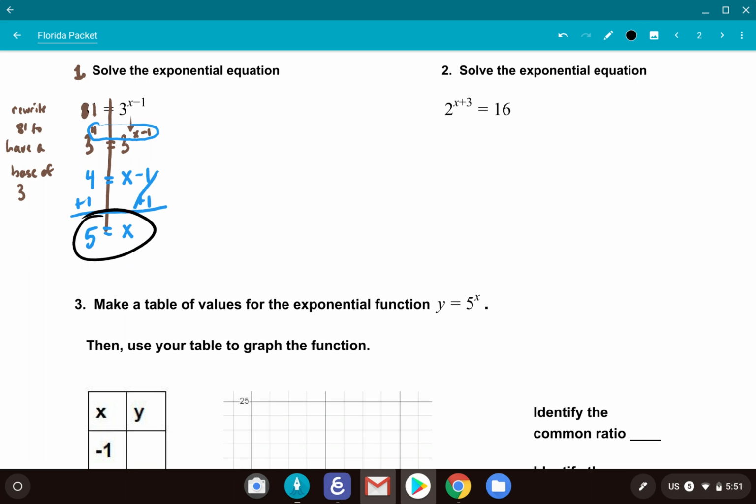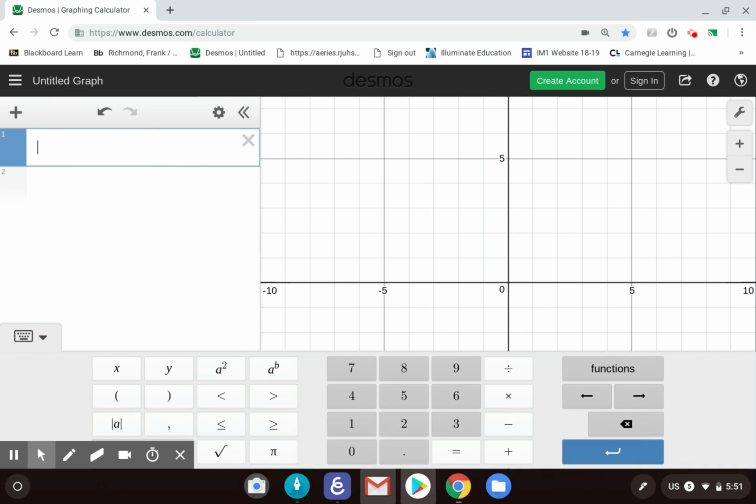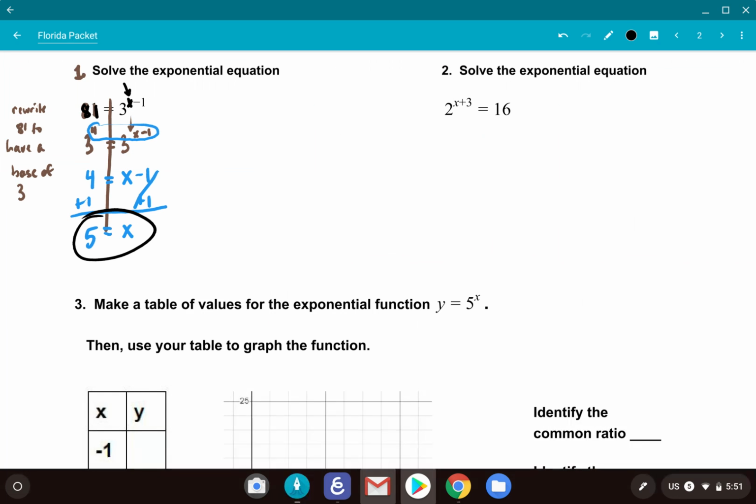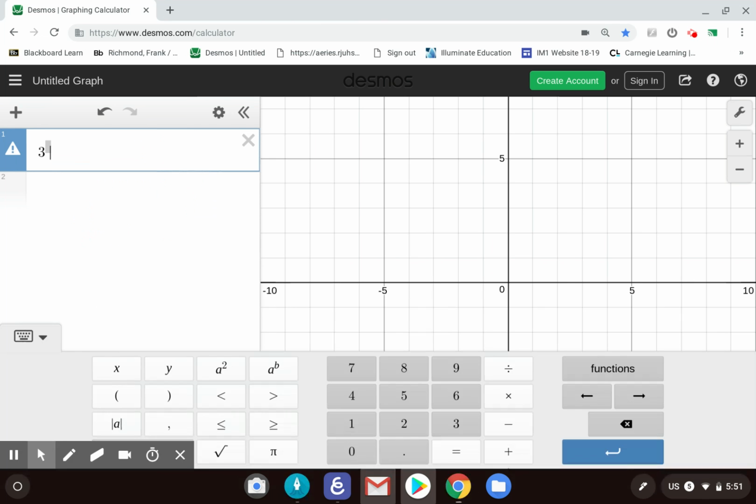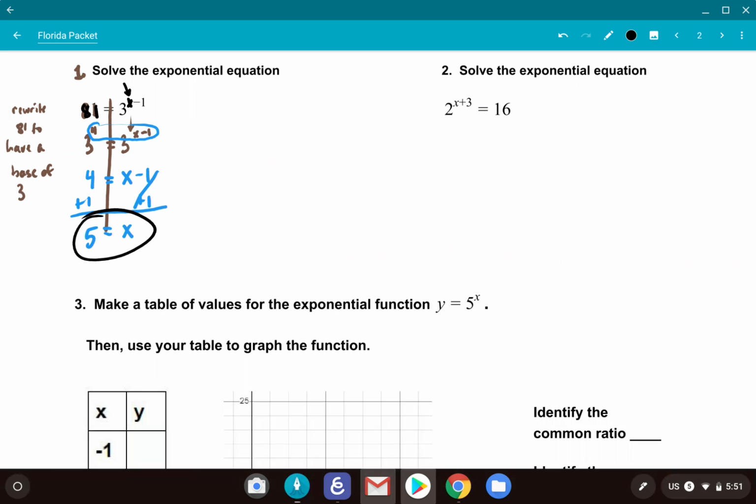It's a good idea to substitute that back in, the 5 for your x right here, and see if it really does equal 81. So we can try that out. If I substitute the 5 for my x value, I'm going to have 3 to the 5 minus 1 power. I'm just substituting my 5 for my x because I solved and I said that x equals 5. And I can see that it does in fact equal 81. So I know for sure that I got my answer right.